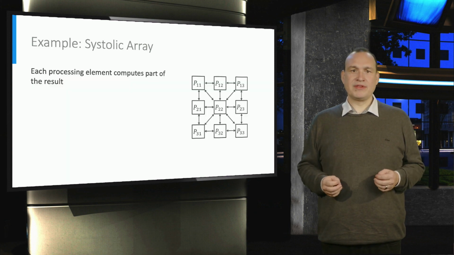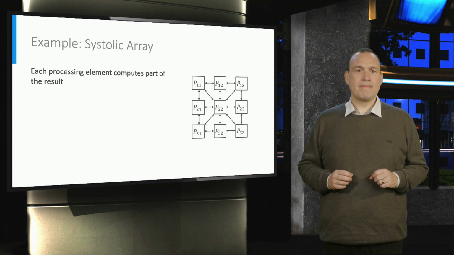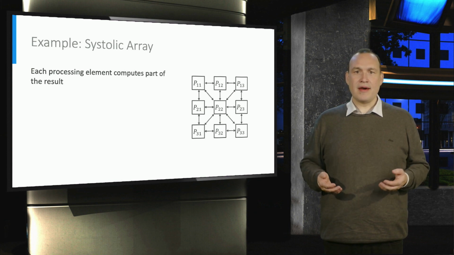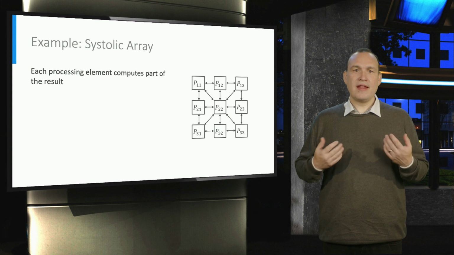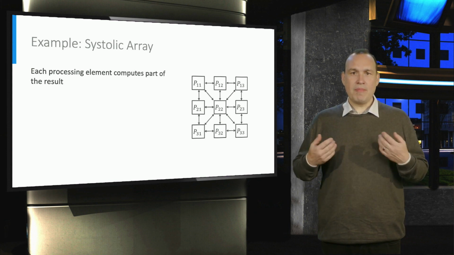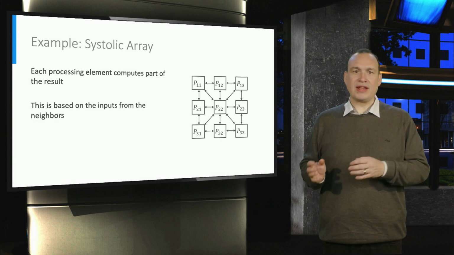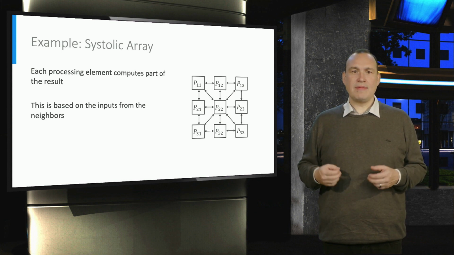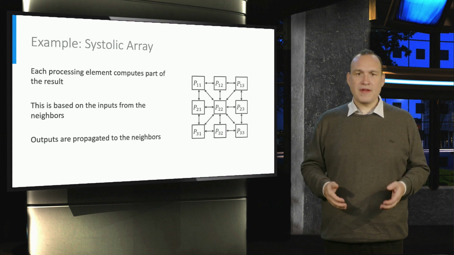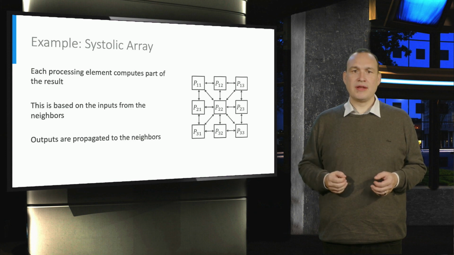Let's look into an example together. This structure is called a systolic array. In this programming model, every processing element, here the PIJs in the picture, compute part of the results individually and in parallel. The processing elements are arranged in a matrix and they calculate their new state based on the inputs of the neighboring nodes. After every turn, the new outputs are sent on to connected neighbors.